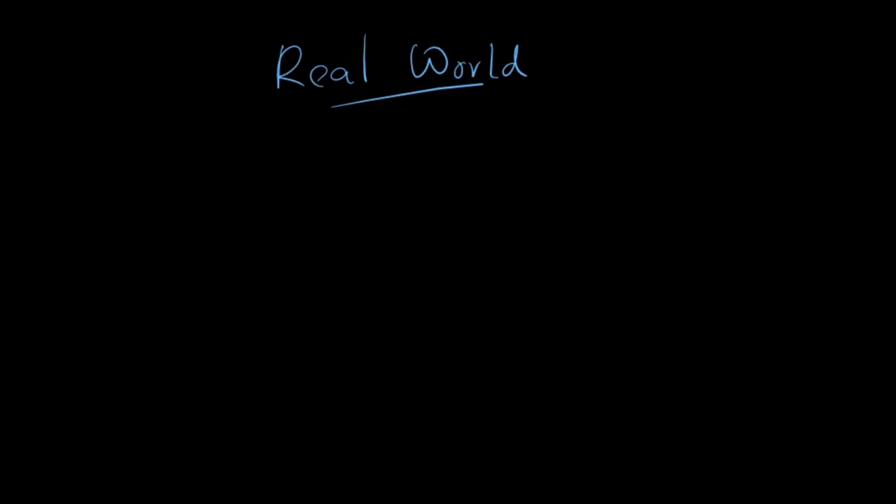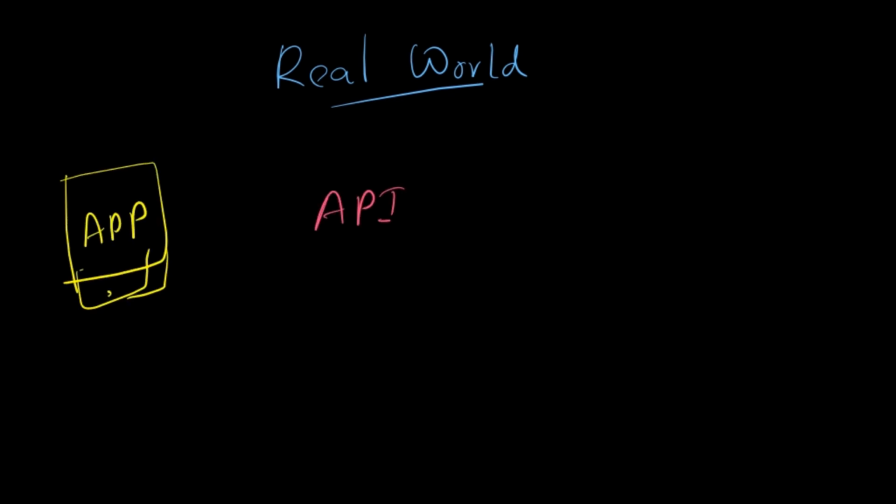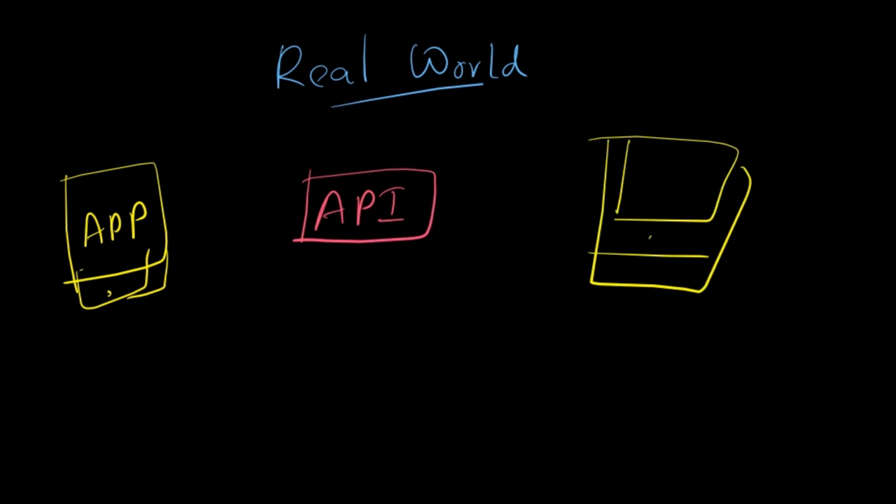Now, let's connect this to real technology. In the digital technology world, your app is the customer. The server is the kitchen where all the data lives. And the API is the waiter between them.